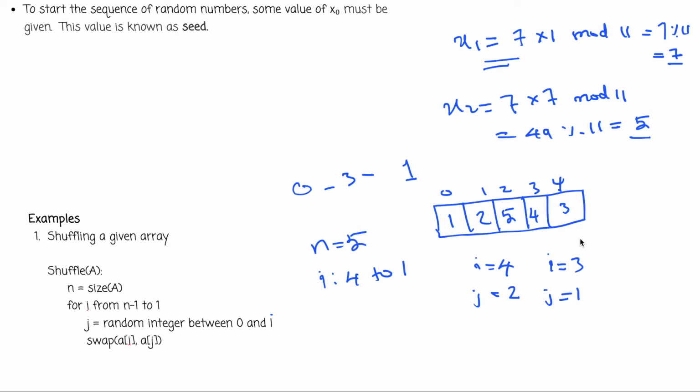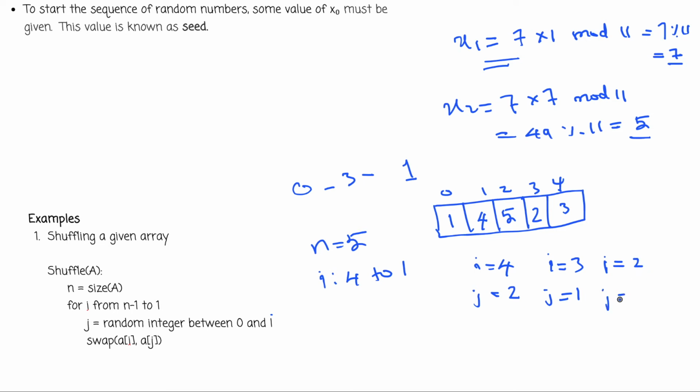Now I need to swap the numbers at these two positions. So I'll be swapping the number at 3 as well as the number at the location 1. I will take 2 to this position and 4 will be taken back to the first location. So you will have 4 over here and 2 over here. Then in the next step I will have value i equal to 2.